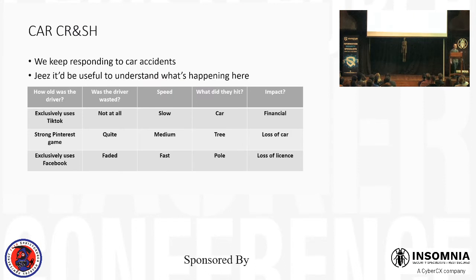So here's the setup. We keep responding to car accidents. We don't have a common language or framework to describe what's happened. So we've broken down all the various factors along the top into the individual techniques below. How old was the driver? We can actually figure that out by the social media they use.